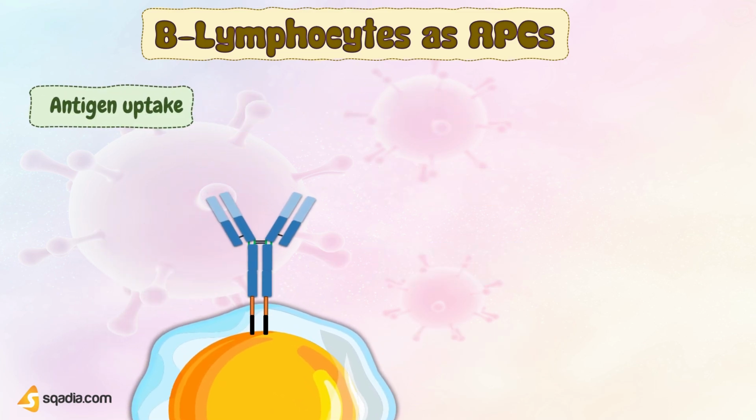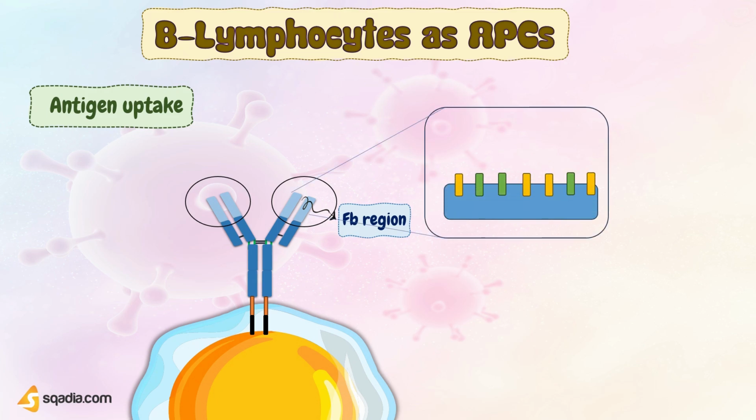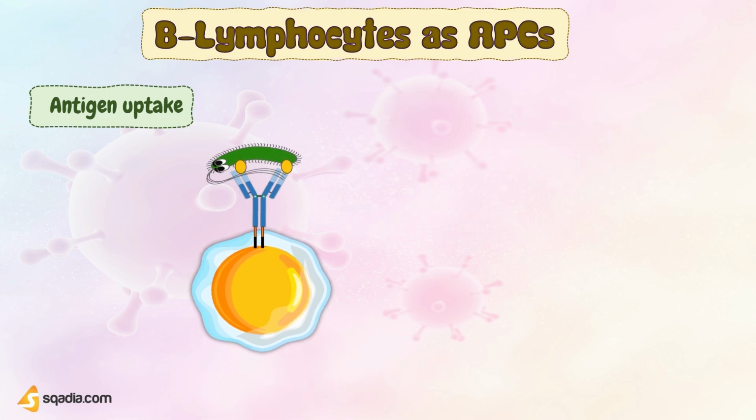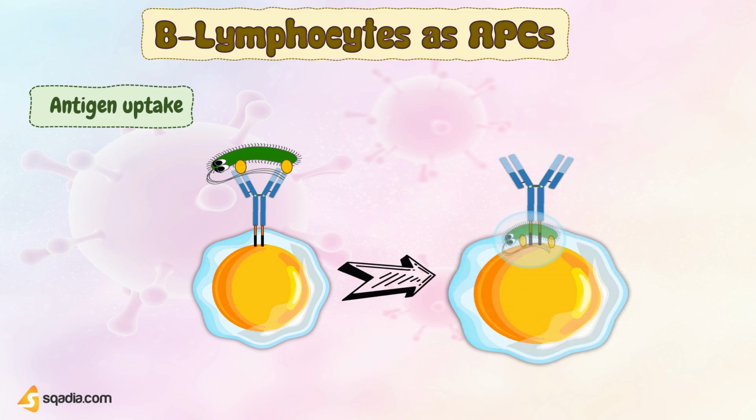And in this antigen uptake, the variable regions of BCRs mainly play the role, which are also called Fab region or fragment antigen-binding region. The amino acid residues of this Fab region bind with their compatible antigenic epitope. And once they find the compatible ones, they make a bond with it, and we say that the antigen has been recognized. Now, once recognized, they engulf the pathogen or antigen through their BCRs.